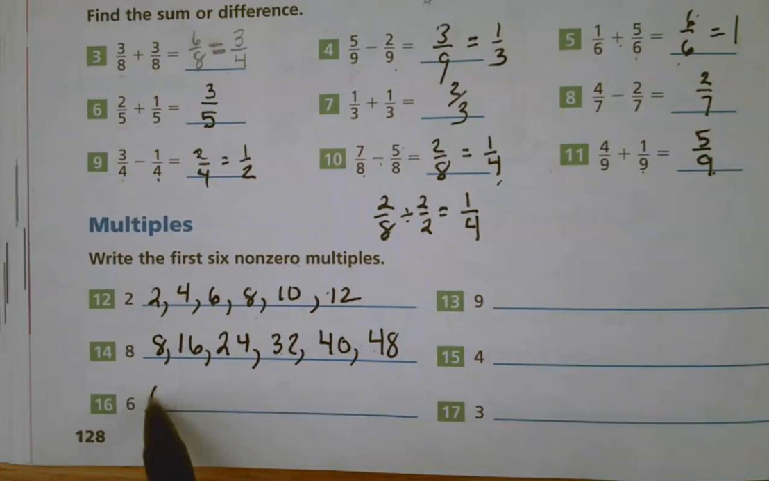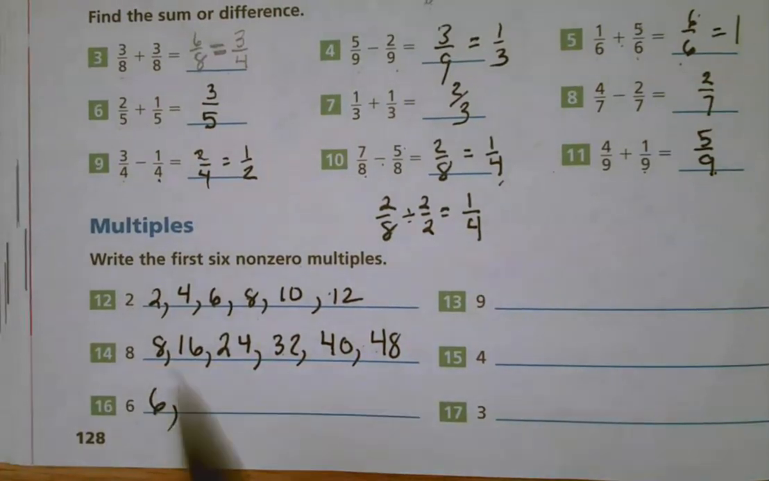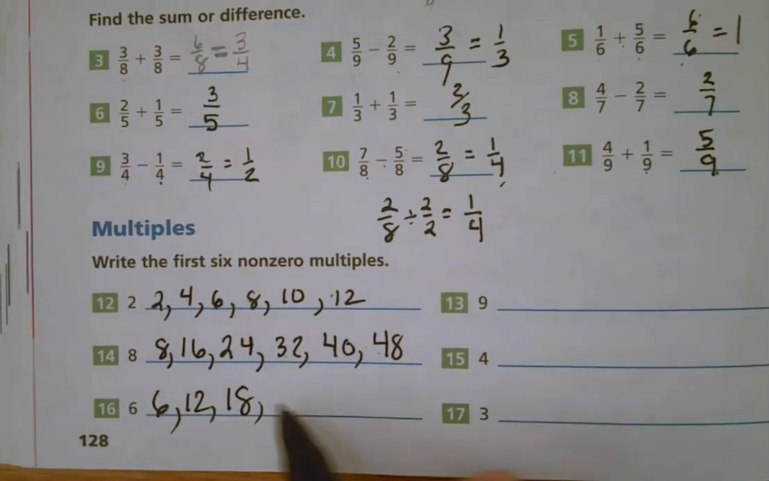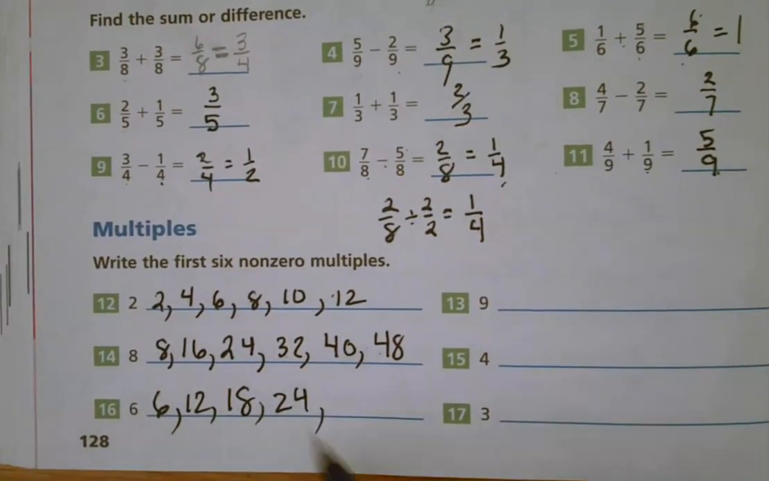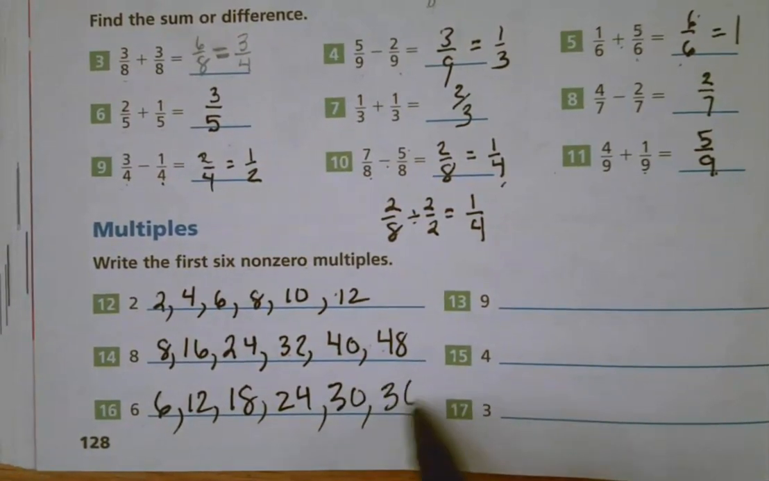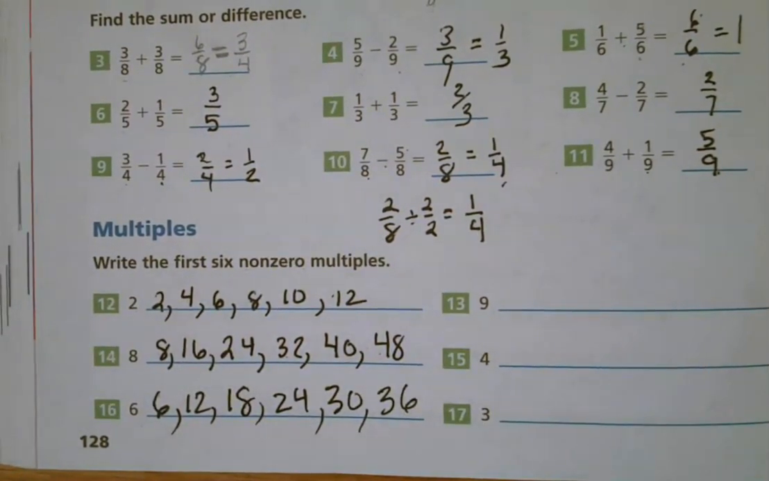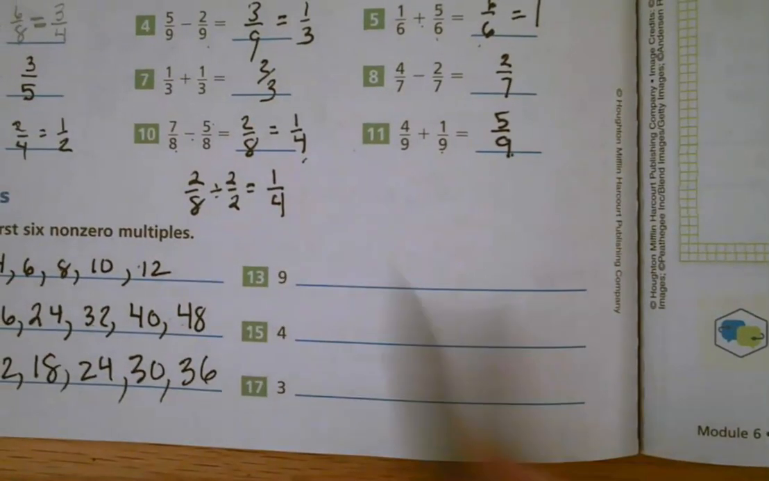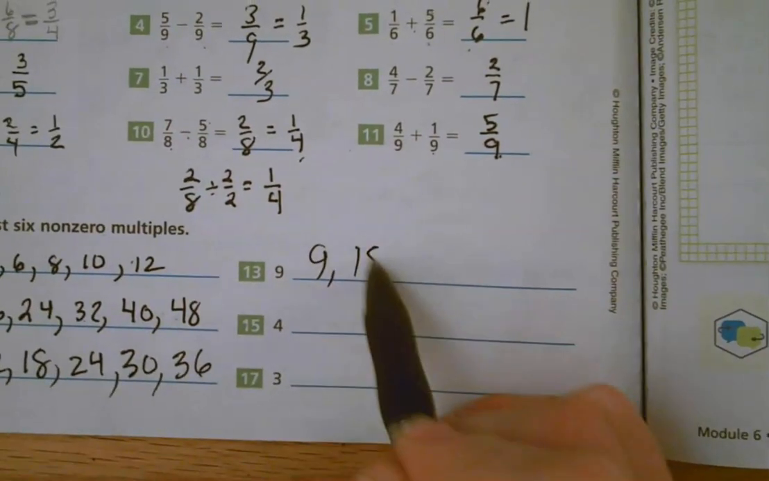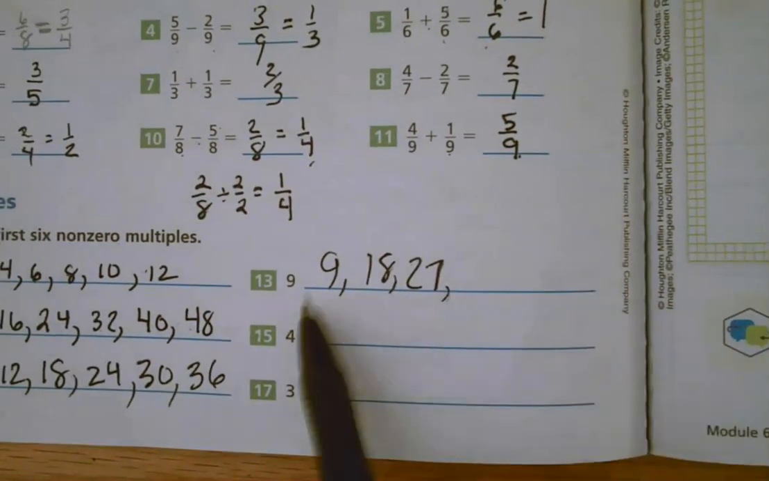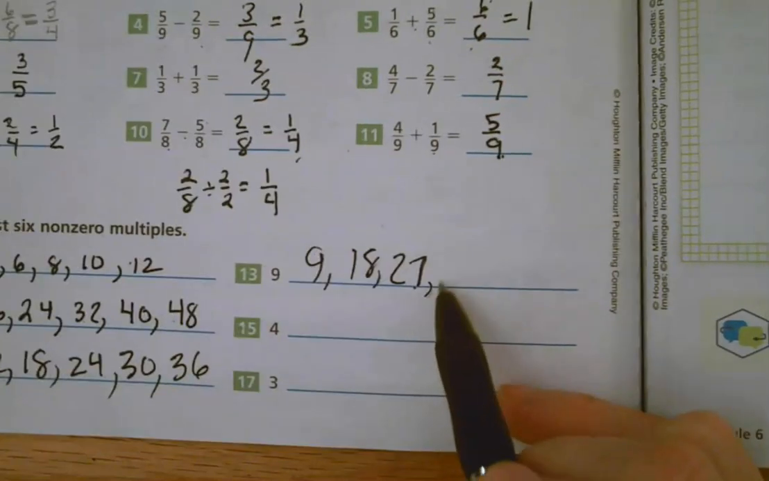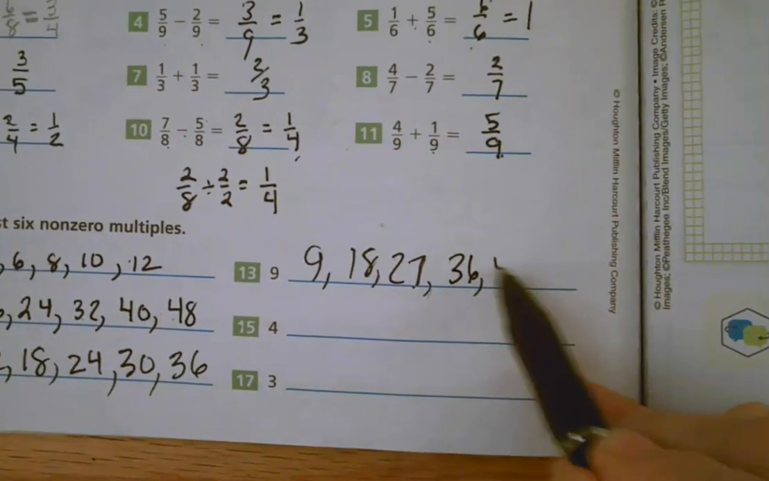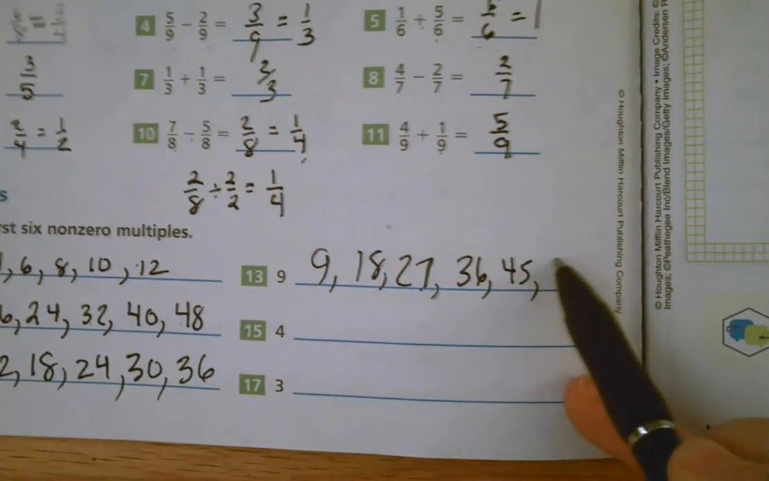For 6, the first one's going to be 6, because that's 6 times 1. Then 6 times 2, 12. 6 times 3, 18. 6 times 4, 24. 6 times 5, 30. And 6 times 6, 36. Okay, my first 6 multiples of 9. 9, 18, 27. Now 9 times 4, 36. 9 times 5, 45. 9 times 6, 54.